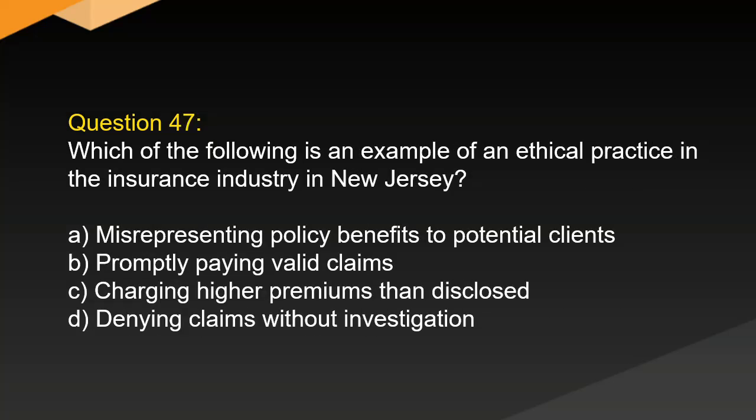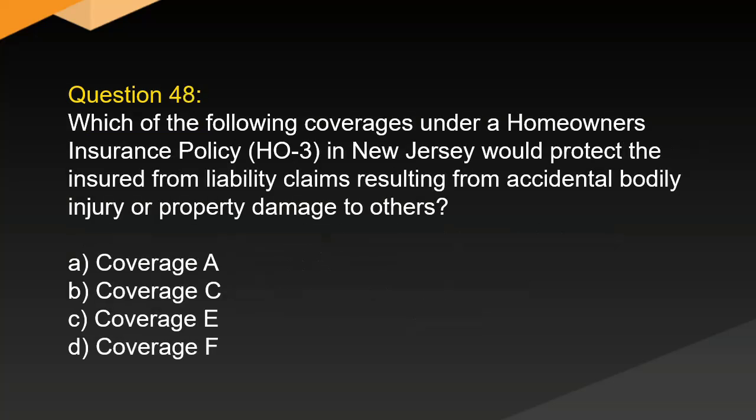Question 47. Which of the following is an example of an ethical practice in the insurance industry in New Jersey? A. Misrepresenting policy benefits to potential clients. B. Promptly paying valid claims. C. Charging higher premiums than disclosed. D. Denying claims without investigation.